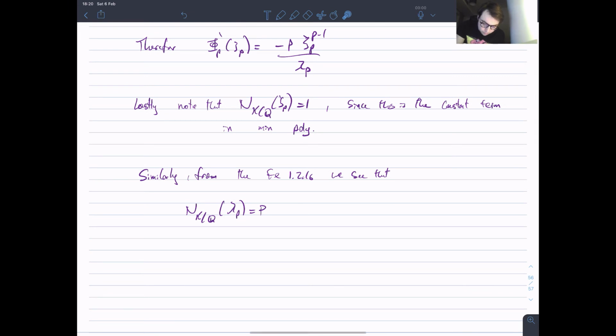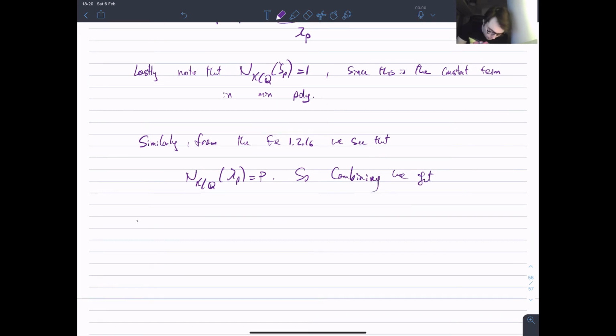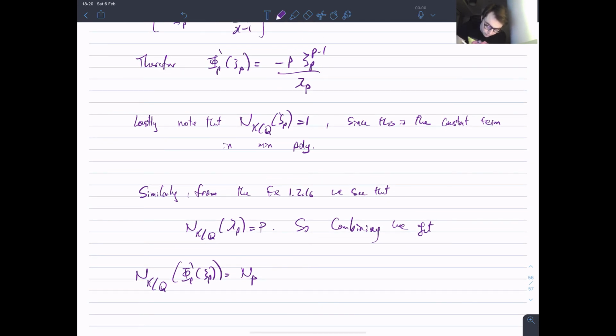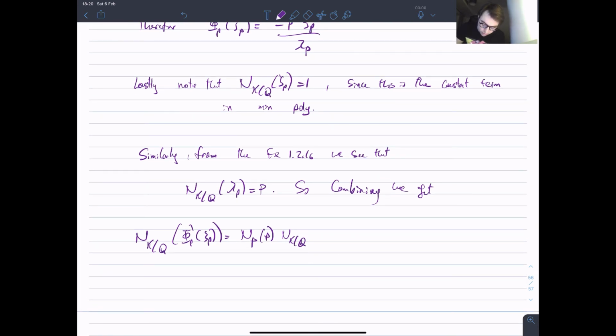So if we put it all together, combining, we get the norm from K to Q of Φ_p'(z_p). This is the same thing as, I'm just going to use this expression here, the norm from K to Q of p. So the minus 1 disappears because the degree of my field is even. It'll just pop out.